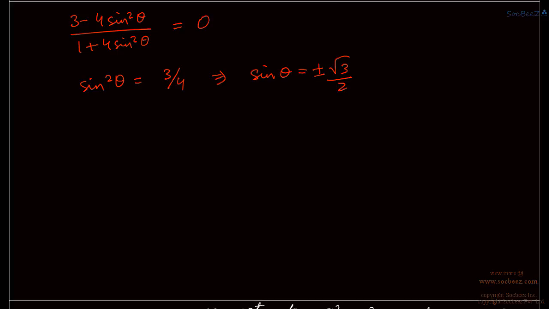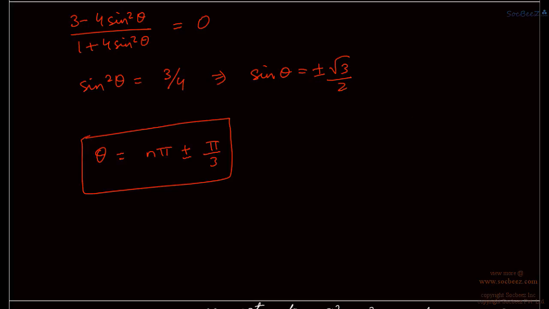Right? Now we learned in the previous videos how to find out the general solution for this theta. Because they have asked for just real theta, we will have to write the general solution. And since it is plus or minus root 3 by 2, we can write this as n pi plus or minus the principal angle, which is pi by 3.